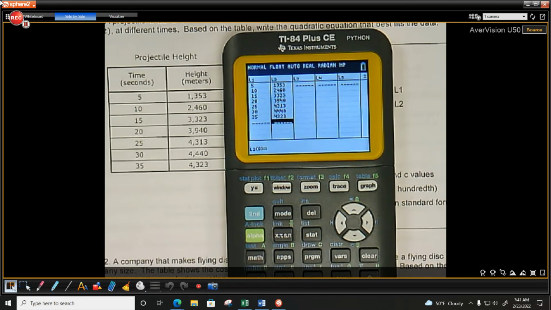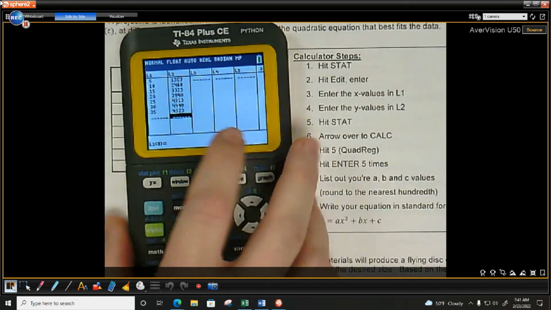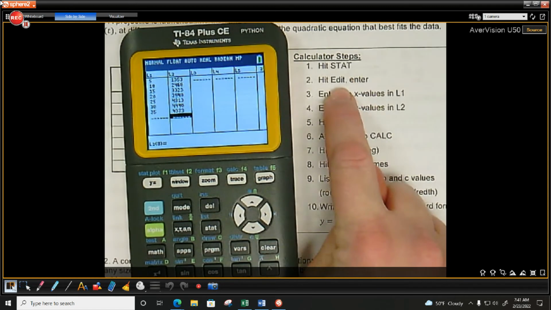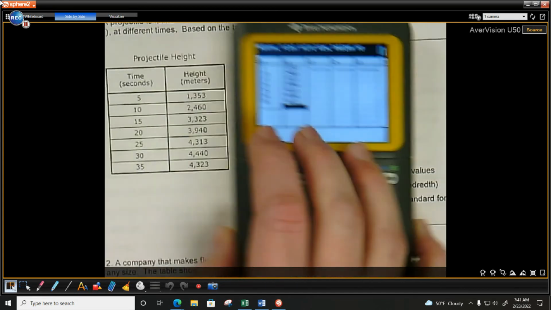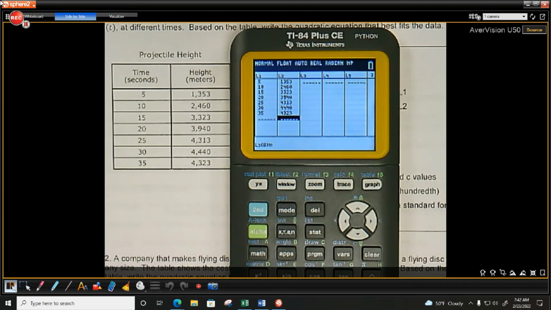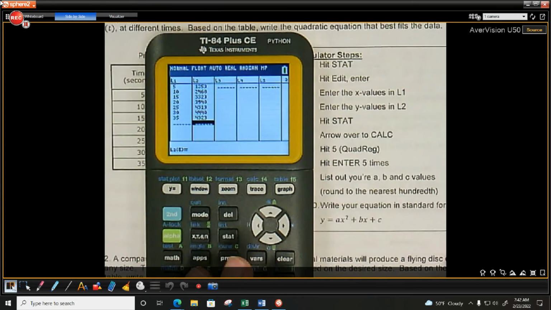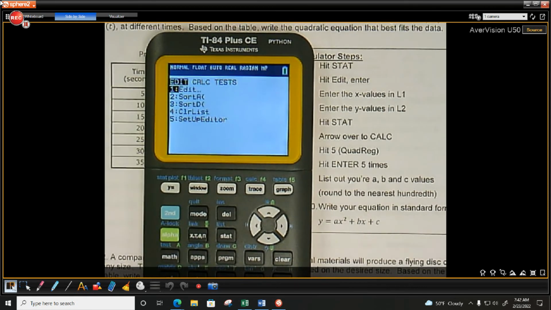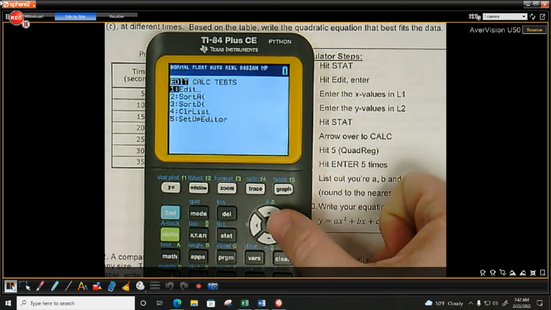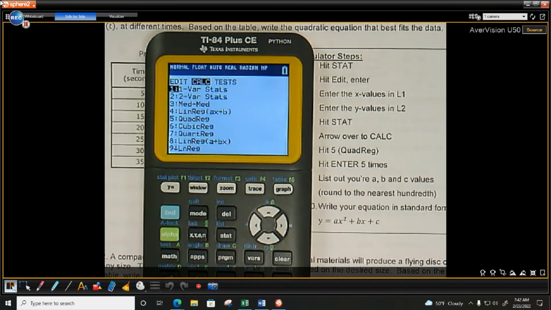And then we're just doing quadratic regression like we did our linear and our exponential regression. So that's where we just follow these steps. Go to stat, hit enter, put your x values in L1 and your y values in L2. You good? Okay, so then it says, hit stat again. Arrow over to calc. So hit the arrow over, calc is highlighted. Again, this is the same exact steps for all three of our function regressions.